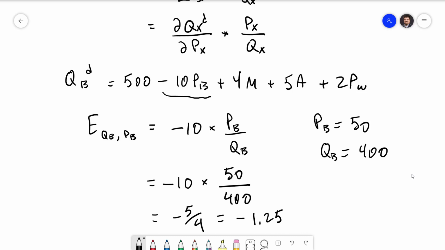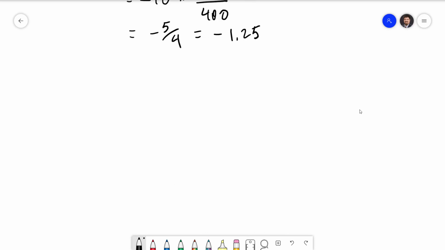What this means is that for a 1% increase in the price, the quantity demanded is going to go down by 1.25%. Let's put this number in a little bit of context. When we see the own price elasticity, the thing that we want to do is take the absolute value and then compare that to 1. If the absolute value of the price elasticity of demand is greater than 1, we say that the demand curve is elastic, that it is relatively responsive to price changes. This means that the quantity demanded change is bigger than the corresponding percent price change.